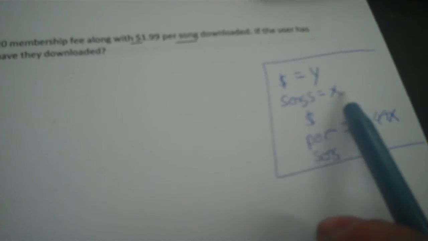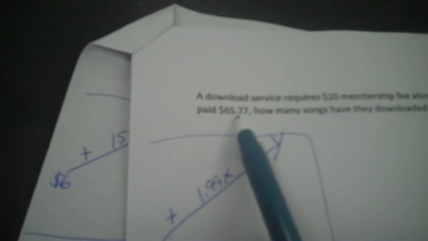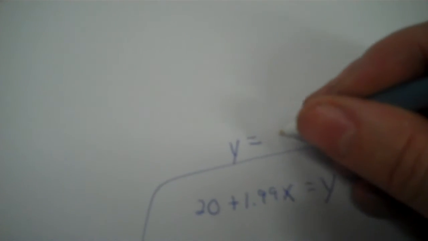Now we're finding how many songs we have. So I'm finding what X equals. So then they better give me what Y equals. And they do, 65.77.